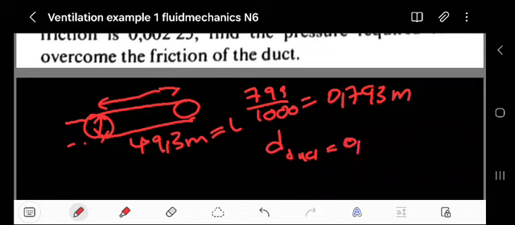Would be 0.793 meter, which is this diameter. That is what we are given.